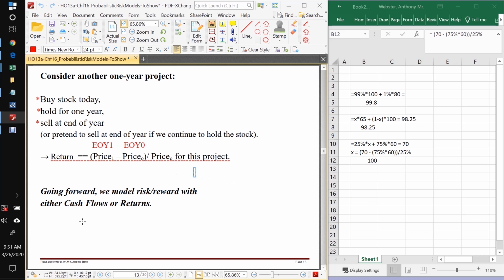Okay, and so going forward for the rest of this chapter, we're going to model our risk and reward with either cash flows or returns.